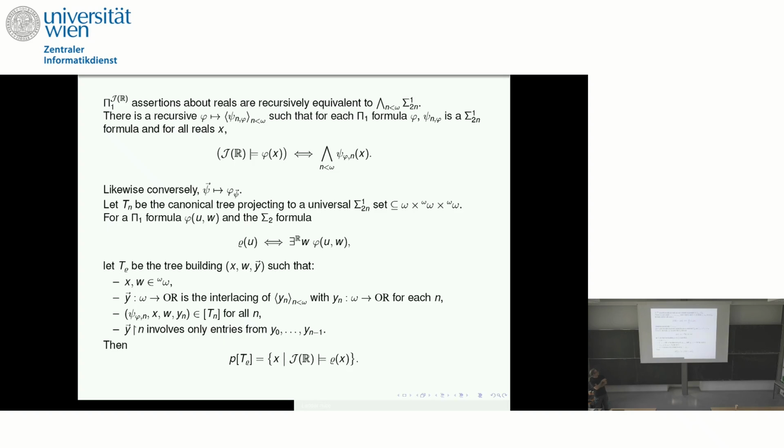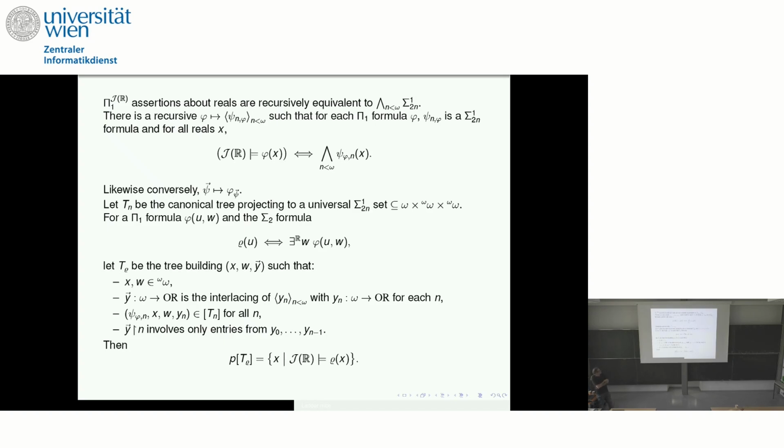sequences of ordinals which show you're in the projection of the T_n's. Okay, so the y vector is a sequence of ordinals. It's an interlacing of an omega sequence of functions, each from omega to the ordinals, and we have that the tuple (x, w, y_n) is a branch in T_n for all n. I guess with the formula. Yeah, the first entry here is the formula, and then there's w of the.